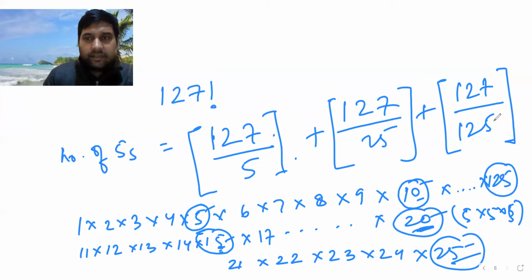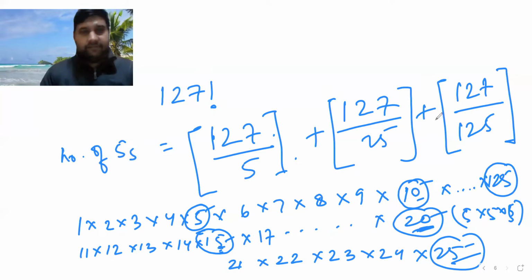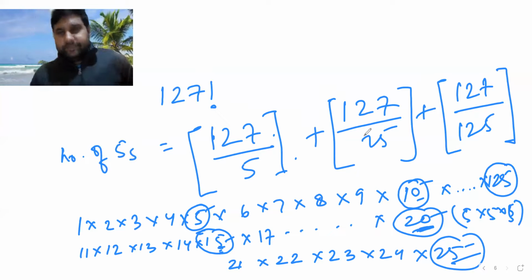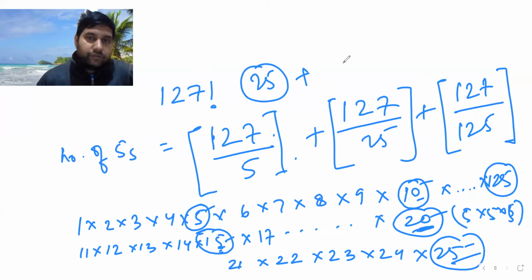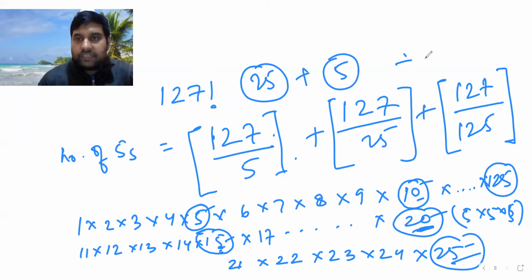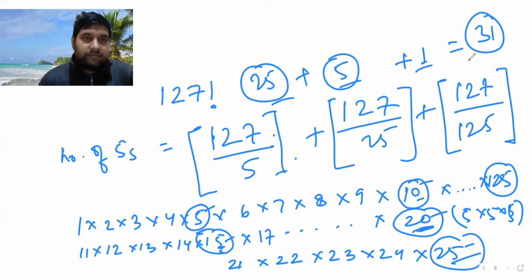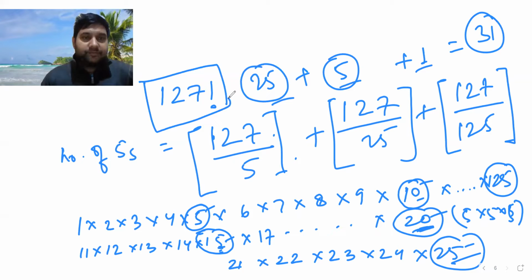Next, 125 into 5 will take us to 625, which is the next power. So we don't need to worry. So 127 by 5, the greatest integer function, will give you a number of 25. This will give you a number of 5. This will give you a number of 1. So you will have 25 plus 5 plus 1, which is 31 zeros, right? That is the total number of zeros you will have in factorial 127.